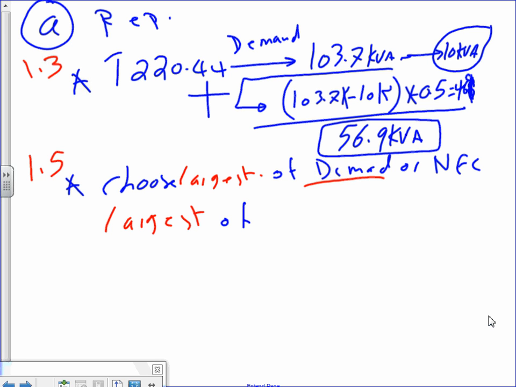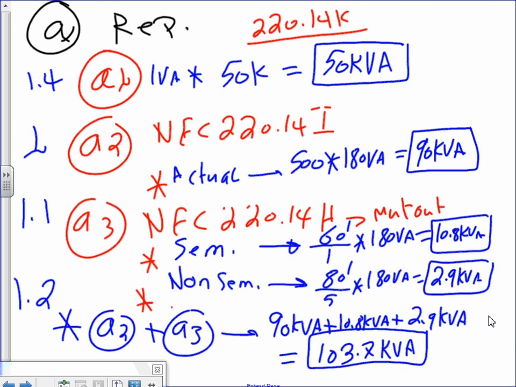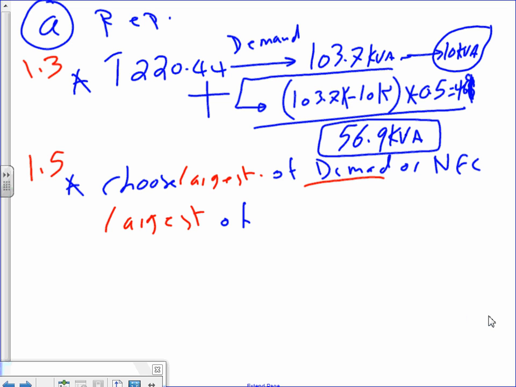Okay. Then, when you're done here, here's what you asked me about later on. Remember that one volt ampere per square foot for the apartment, for the building? And he said, what the heck, which one are we going to choose? After you apply the demand, choose the largest demand or NEC. You're going to choose the largest. So you came up with 50 from the get-go, and after you apply the demand, you came up with 56.9. So you're going to choose the largest of 50 or 56.9. Which one do you guys think?